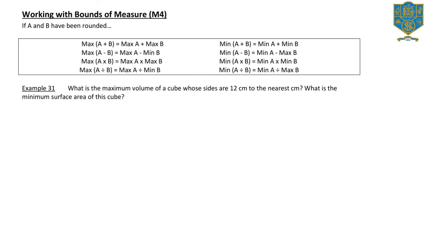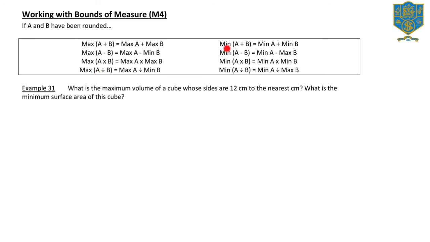So if you're looking for the largest piece of pie, you want to take a large piece and then take a very small bit away. If you're looking for the maximum value of A multiplied by B, it's going to be the maximum of A multiplied by the maximum of B. Whereas if you're dividing and you want the maximum value, so sharing money between friends, you want to share an awful lot of money between few friends to get the biggest share. So it's going to be the maximum of A divided by the minimum of B.